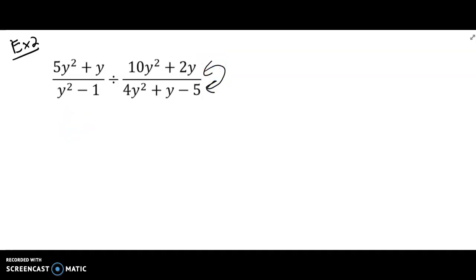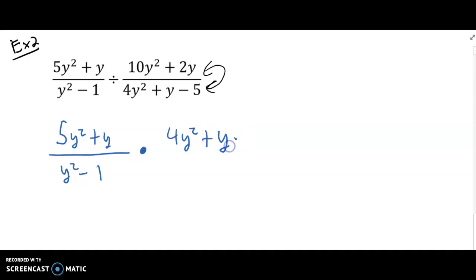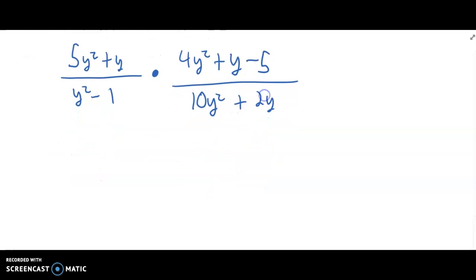So, let's rewrite this guy. The first fraction is our keep. We won't change it. Change division to multiplication, and flip our other fraction. Okay, now it's a multiplication problem, and we treat it the same way as our previous example. So when we see division, just one little extra step at the beginning, we do a keep change flip.